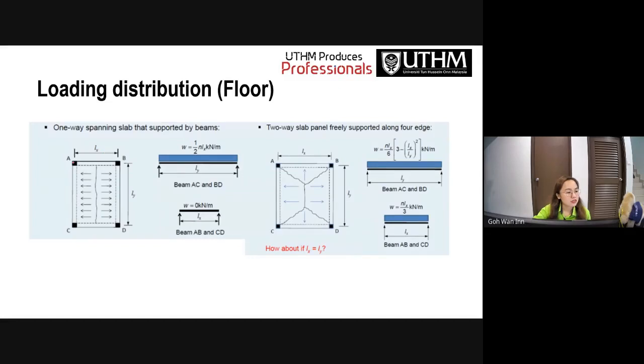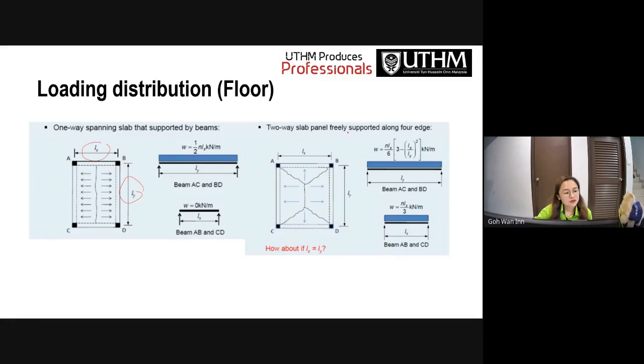You can see A, B, C, D. Lx here is the shorter span, Ly is the longer span. So the value is easy if it is a one-way slab. W is one half n Lx, just 0.5, according to Eurocode.